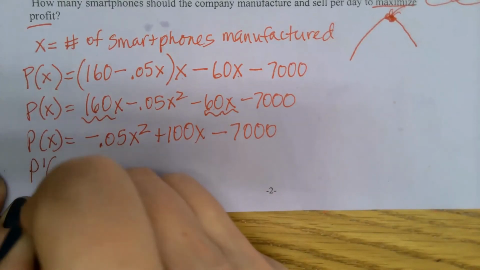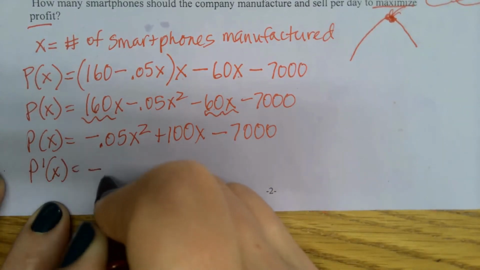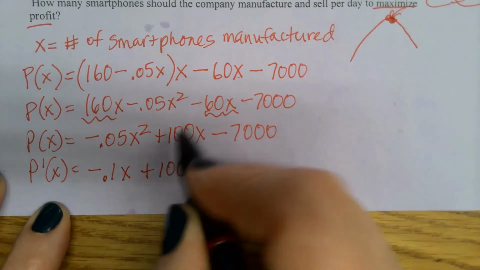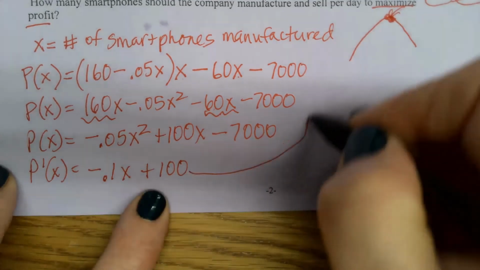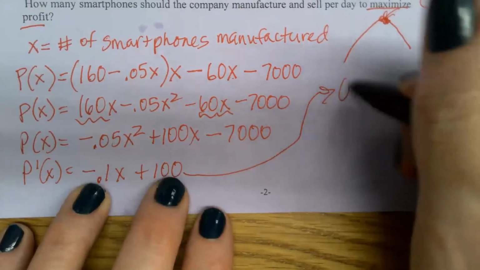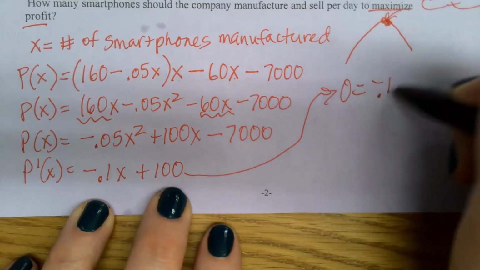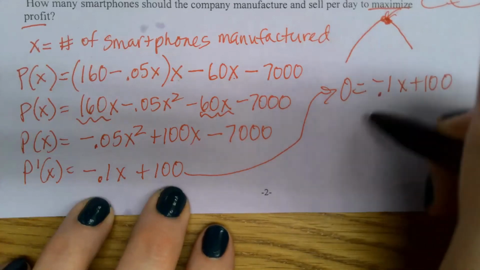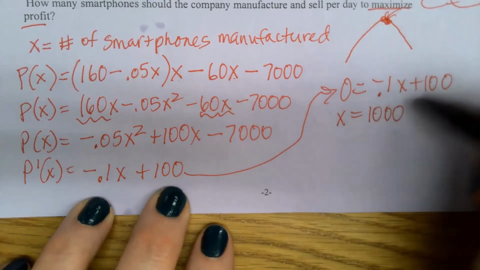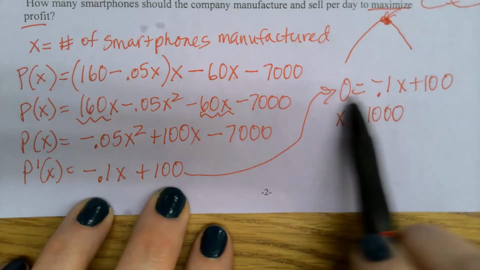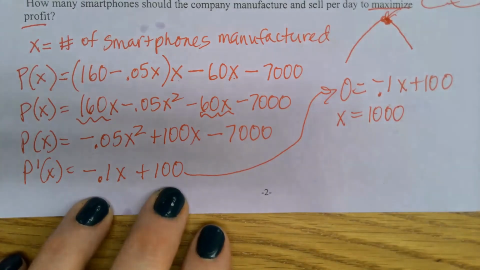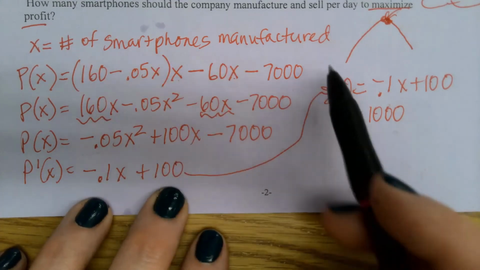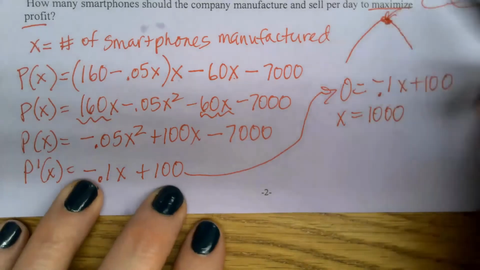So P prime is negative 0.1x plus 100. And that looks like that's it for that. So I'm going to bring this over here, set that equal to 0, and solve. It looks like when I solve, I would get x equal to 1,000. Again, subtract 100, divide by negative 0.1, it looks like 1,000. So at this point, it looks like they should be making 1,000 phones to get the best profit margin here.